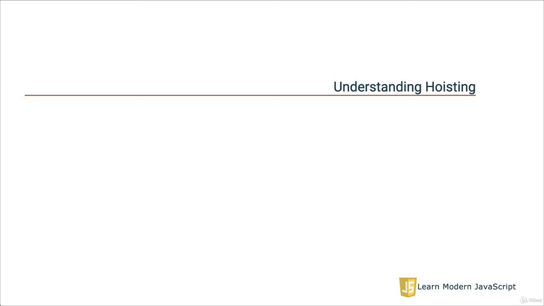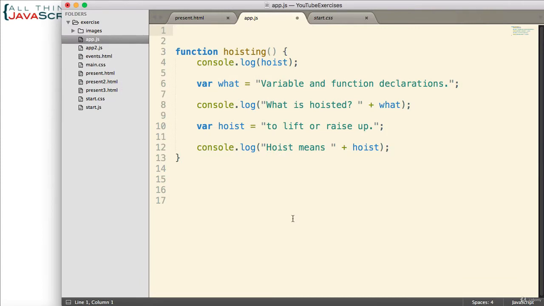So let me jump to Sublime. All right, here I have a simple function. Hoisting is what I've called this function. It has 3 console log statements. The first one logs to the console hoist. Notice where hoist is declared and a value is assigned to it.